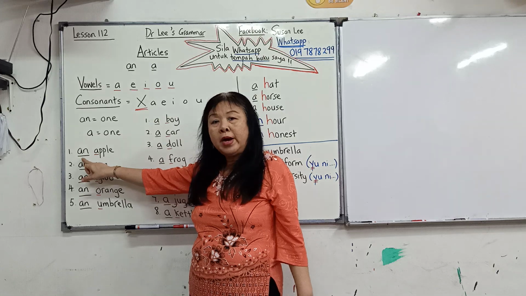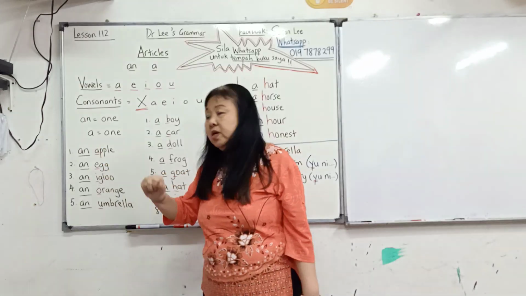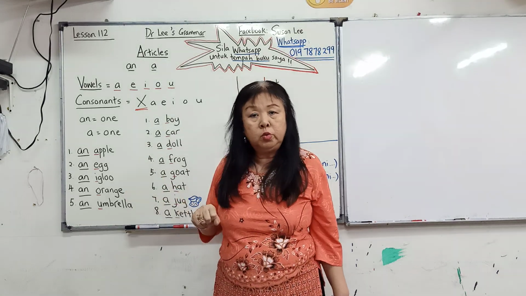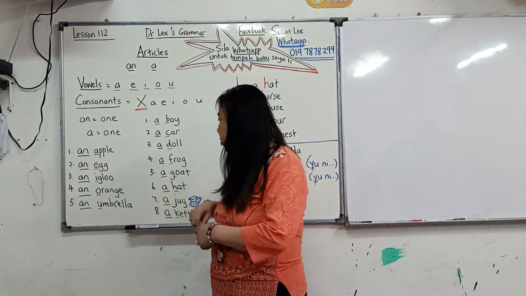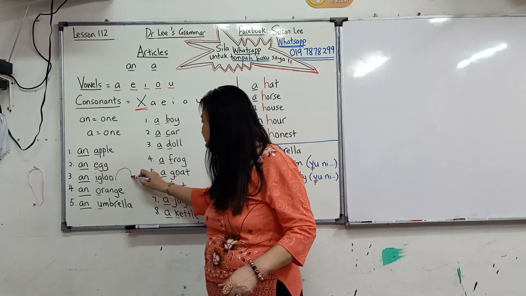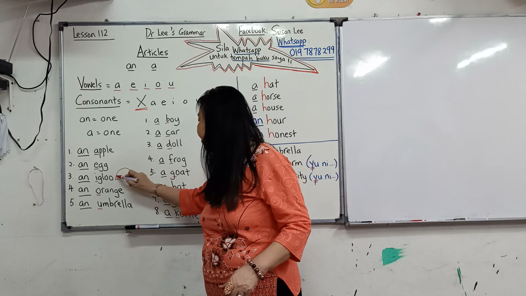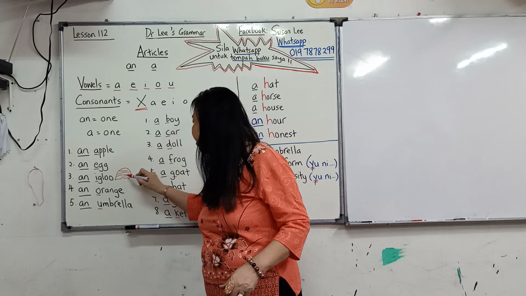So 1 apple, we should say an apple. 1 egg, we must say an egg. 1 igloo, we should say an igloo. Now I think you know what an igloo is. An igloo is a house that is made of ice, you know, where the Eskimos live, you know.